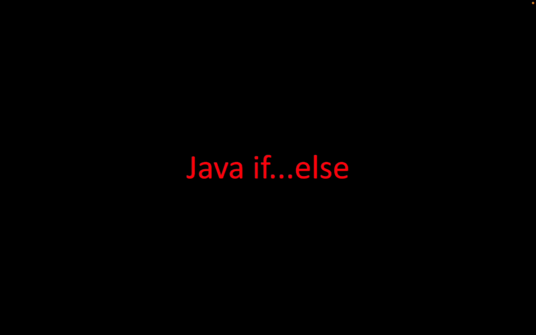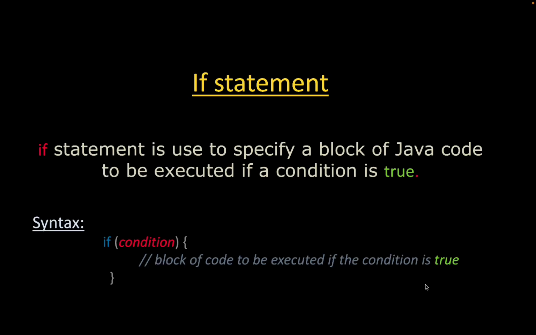So today we want to talk about the Java if else statement, and we're going to be using Eclipse as our IDE. So without taking much time, let's dive right into the if statement first of all. The if statement is used to specify a block of Java code to be executed if a condition is true. Looking at the syntax right here, we've got if. If this condition in here is true, then this code is going to run. If the condition is false, we're going to treat that later.